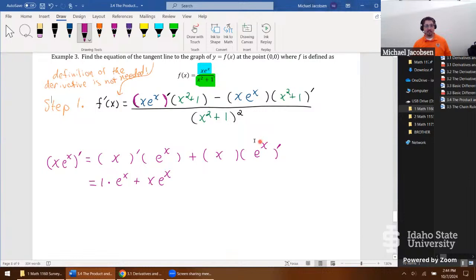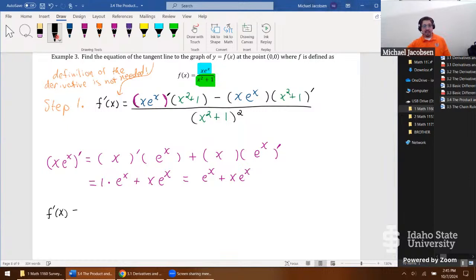So now below, this is pretty much in simplified form, but we can say 1 times e to the x is just e to the x plus x e to the x. So that's what's going to copy right up here through the product rule. So let's rewrite our derivative.